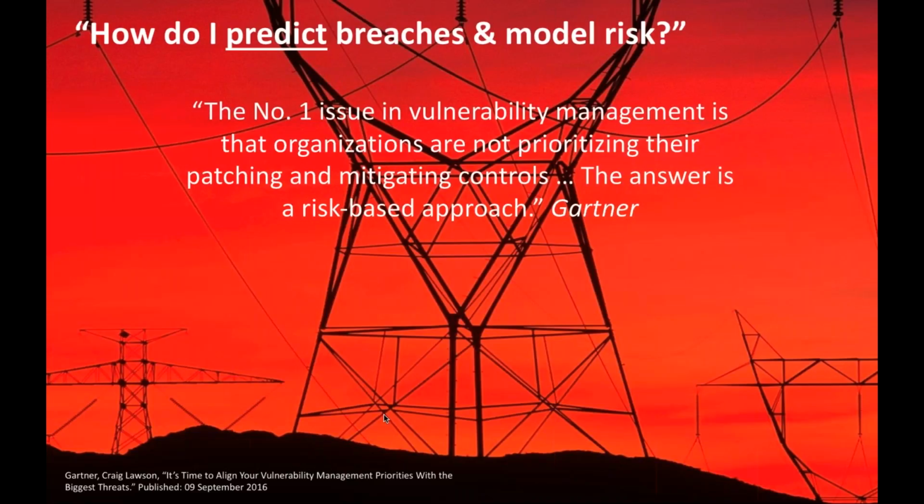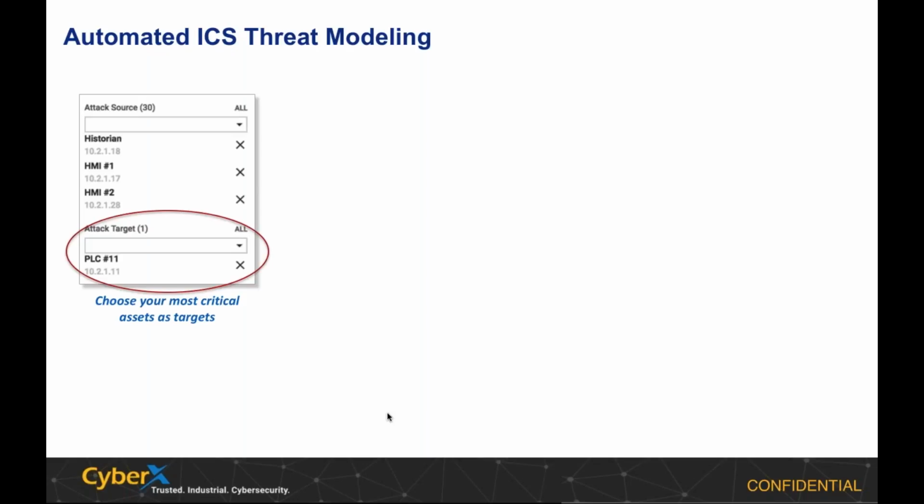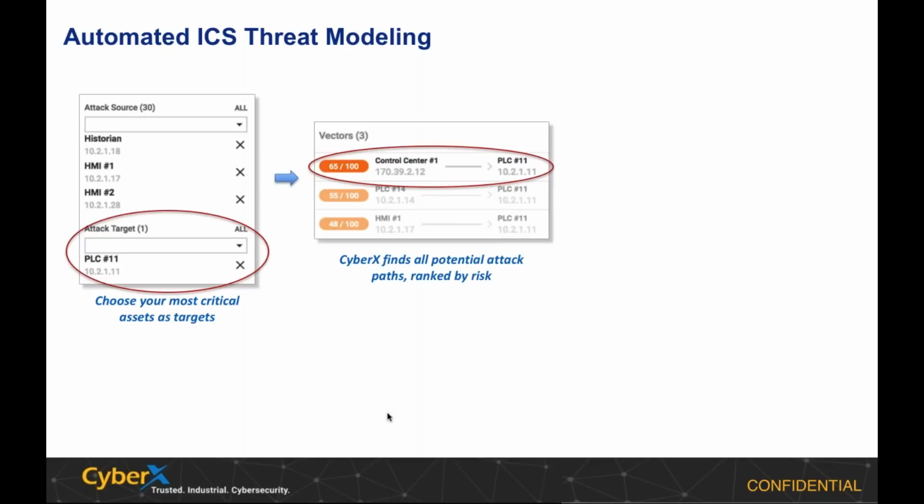And then prediction. The idea with prediction is that we know we have lots of vulnerabilities in these ICS environments. The question is, how do you prioritize mitigation of those vulnerabilities so that, based on risk, you mitigate the ones that really matter? And that's what this quote from Gartner is about. And so we've developed something called attack vectors, or automated ICS threat modeling, in which you can look at the network topology that we've identified from your environment. In this case, someone has identified PLC number 11 as a crown jewel or a critical asset that is really important, and if it were to be attacked, would cause a lot of disruption in your facility.